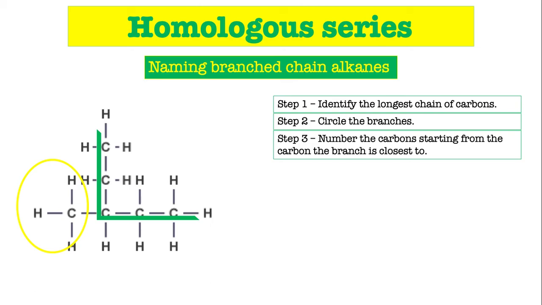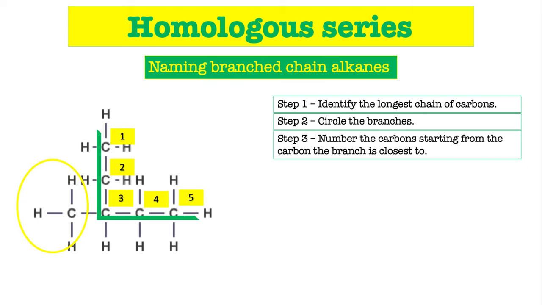Now, for this particular example, it doesn't really matter what way you number your carbons. You could have 1, 2, 3, 4, 5, or you could start numbering it from here. The only reason being is because the branch is right in the middle. If you numbered it going 1, 2, 3, it would still just be in the third carbon. So that should have done all the hard work.